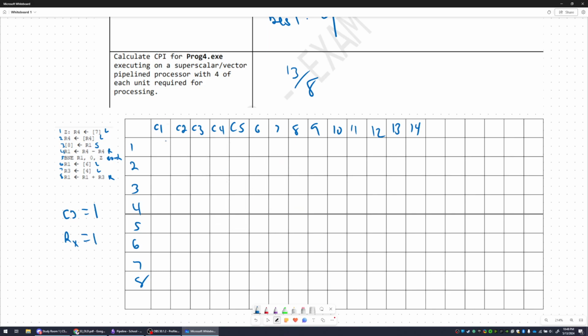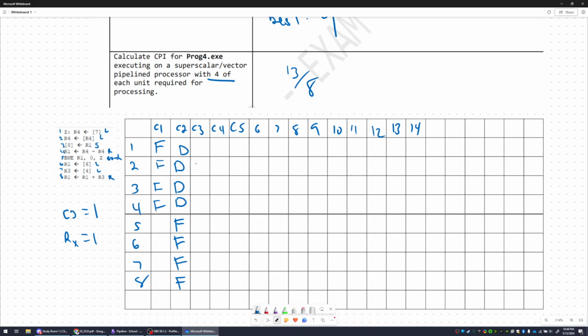Okay, so for this question, there's 4 of each unit, so we can fetch 4 things at a time, and then we can decode 4 things at a time, no problem. And then the next set, we can fetch over here. I can't put decode because there might be stalls here, so I can't blindly put decodes here. We have to figure out this part first, and then we can do stuff here.